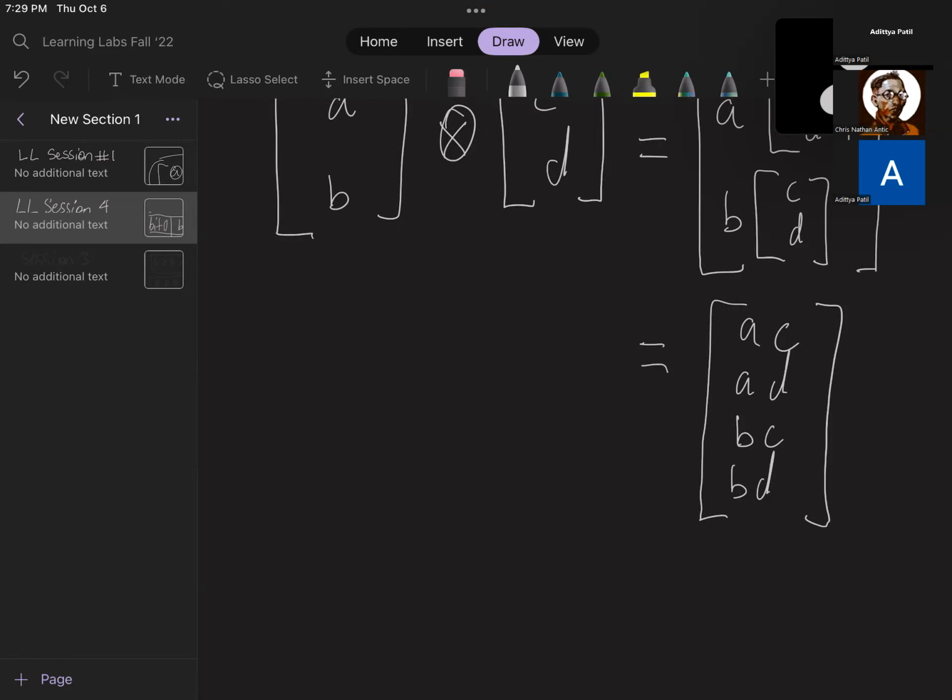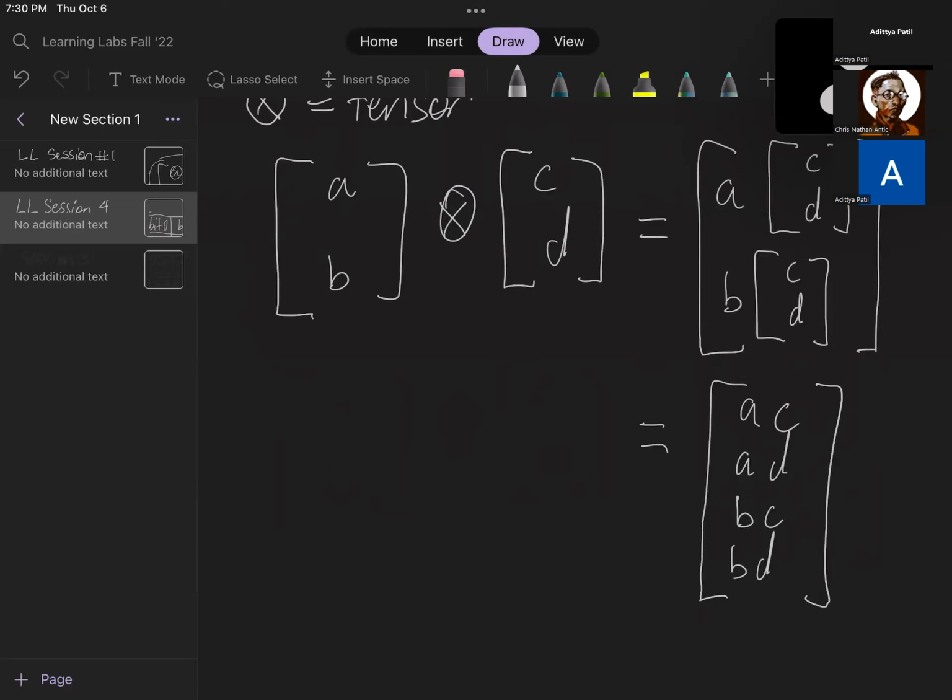So does this make sense to everybody, how you tensor matrices? It's almost like the first matrix is a set of coefficients that you want to multiply the second matrix by. I'll give you guys a minute to write this.